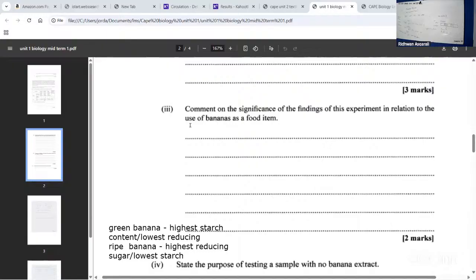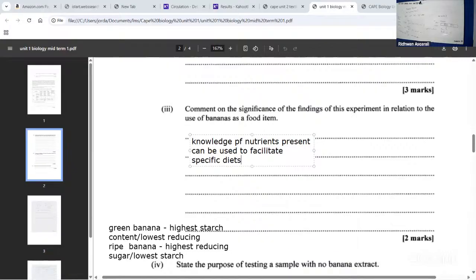Diet, right? So knowledge of the nutrients present can be used to facilitate specific diets. So for example, if someone has diabetes, you would advise them to stay away from ripe bananas. Yeah? Because of the reducing sugars. If they want to eat bananas, you'd suggest they eat some green bananas.